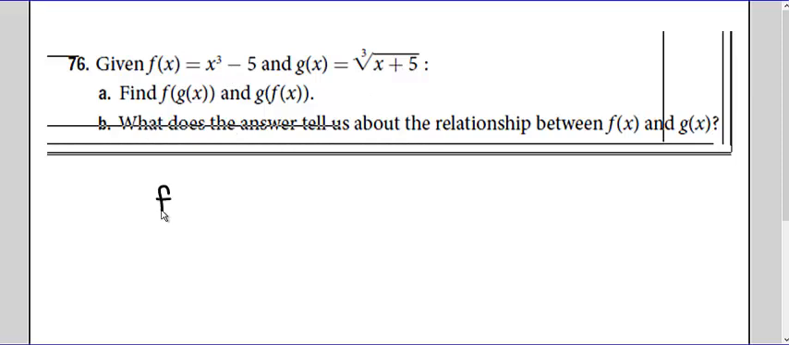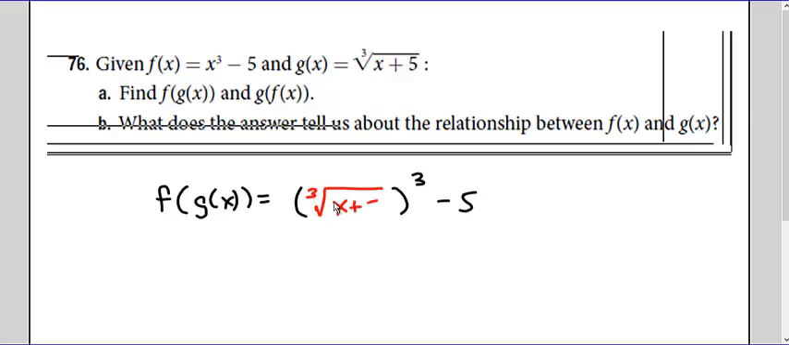So if we do f of g of x, we take the f of x function, put a parenthesis where x is, so we get the quantity something cubed minus 5, and we substitute in g of x, which is the cube root of x plus 5. But the cube root cubed is just the argument of the cube root. So that becomes just x plus 5. The cube root of something cubed is just the something. And then you subtract your 5, and you see the 5s cancel out, and you end up with x.